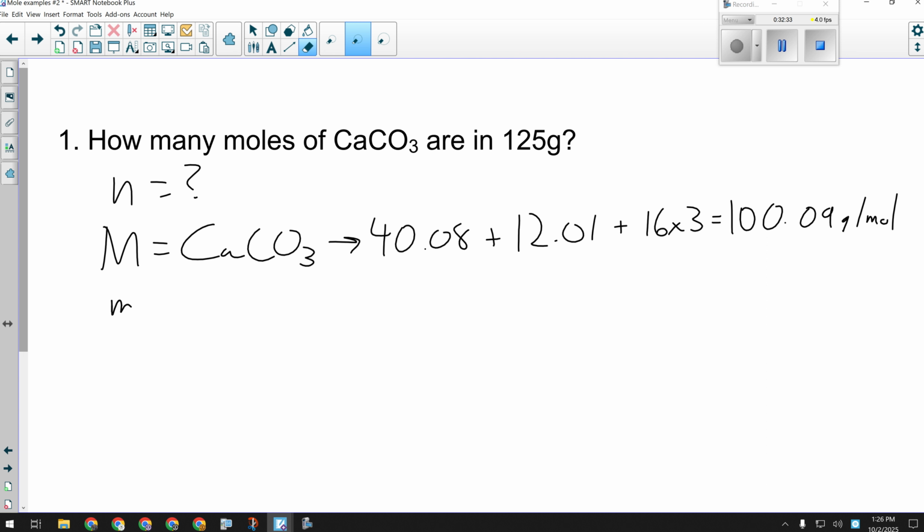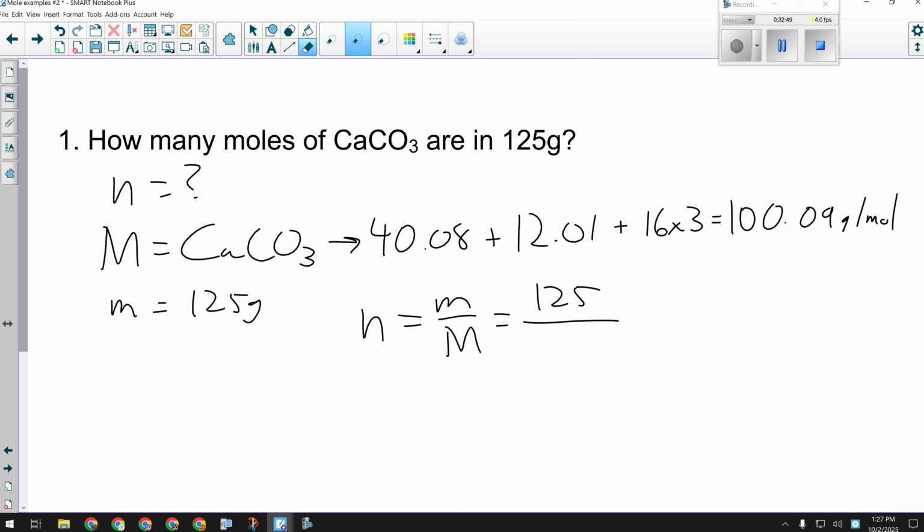Okay, and then looking for mass. Or sorry, we have mass, not looking for mass. We have the mass. It's 125 grams. Okay, we have little m and big M. All we have to do is plug into the mole equation. No algebra required. 125 divided by 100.09 should come out to 1.25 moles on that one. I think it's 124.9 something. Or 1.249 something. Right? Questions on that one? We good to go over number 2 as well?